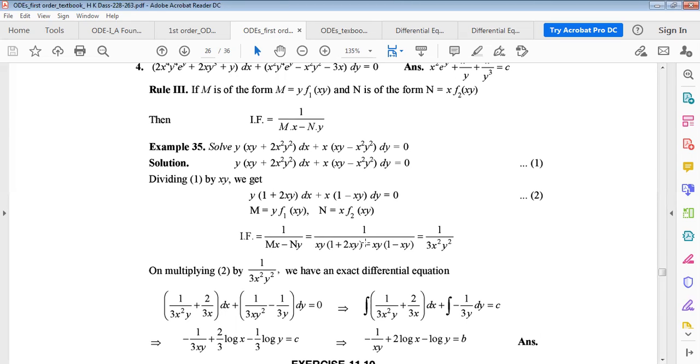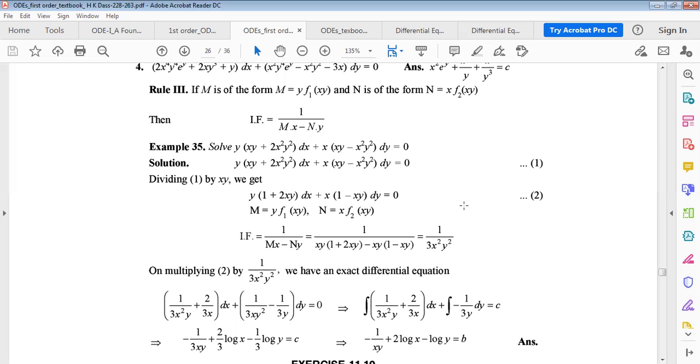1 by (mx minus ny) equals 1 divided by xy[(1 plus 2xy) minus xy(1 minus xy)]. Just m into x and n into y. N means this, F2 means this 1 minus xy, and F1 function is 1 plus 2xy. Just adjusting with the third rule, the integrating factor will actually be 1 by 3x square y square.